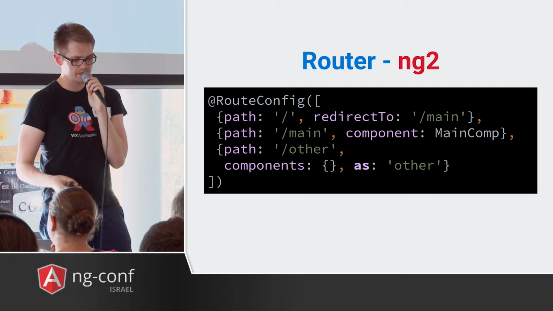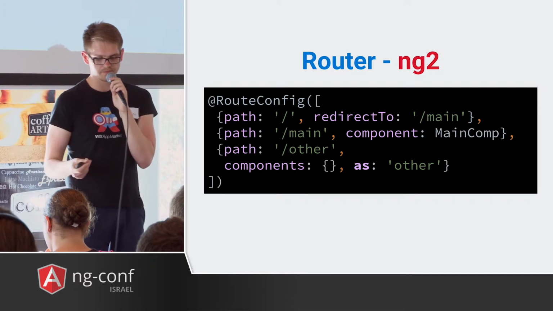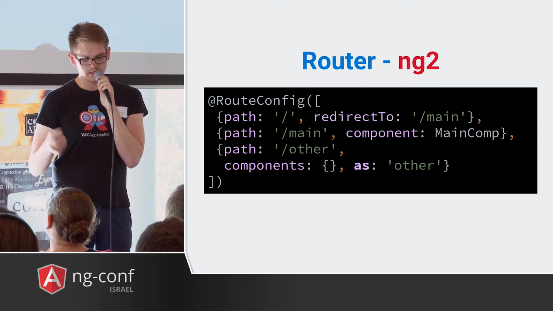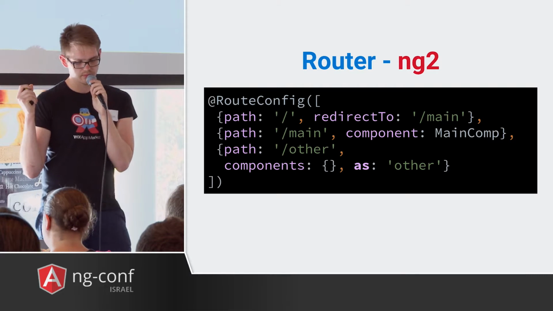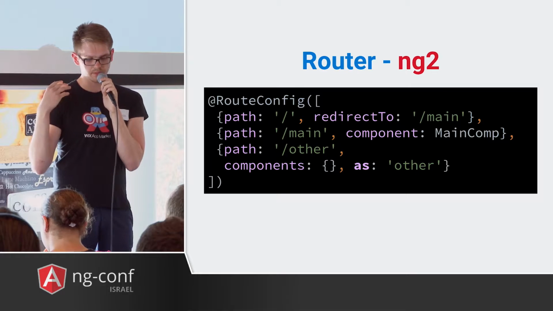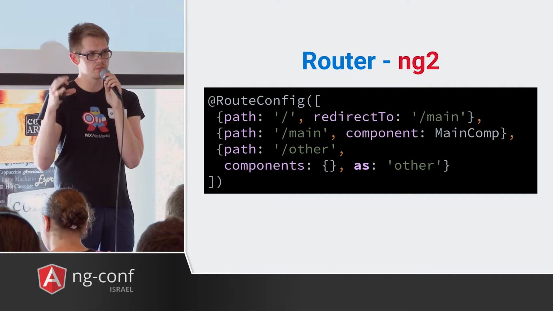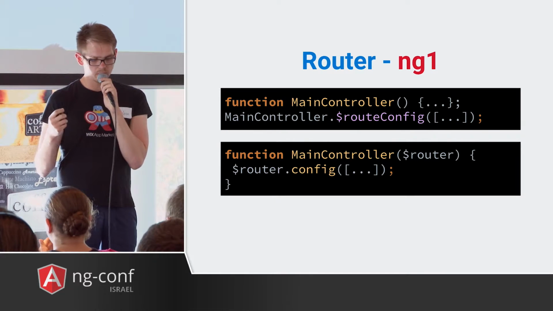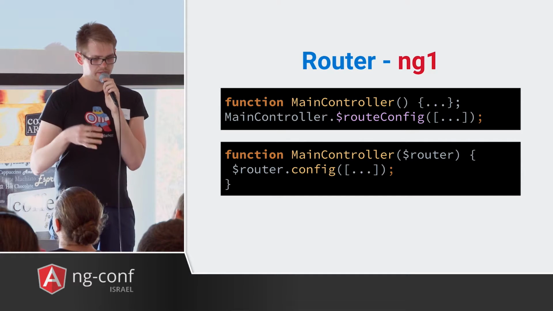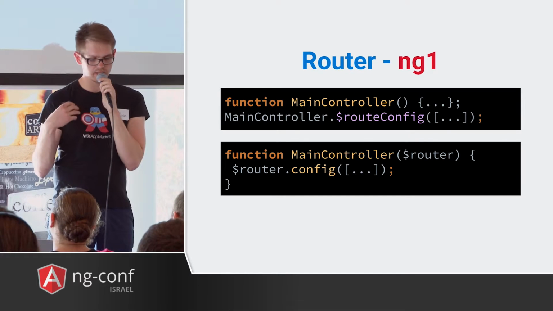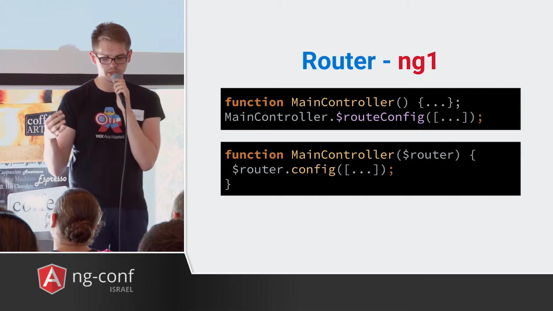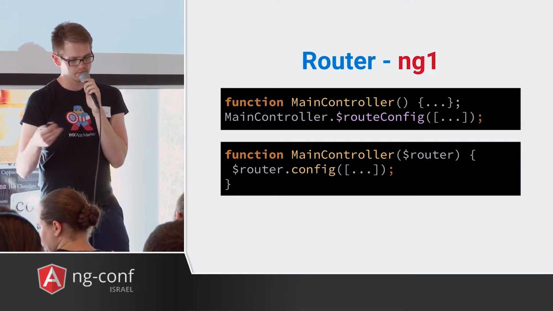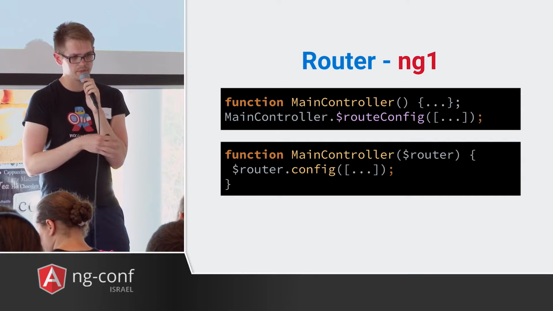The router configuration is specified by another annotation in Angular 2. You can see here some of the properties that it allows you to do currently. And you can see even the last configuration is the components, which allows you to use many components in one place and refer to that as one thing. In Angular 1, there are a few ways to actually specify the route configuration. One is to put a static property route config on top of your function, and another is to inject the router. They're both very useful, and they come into different places.